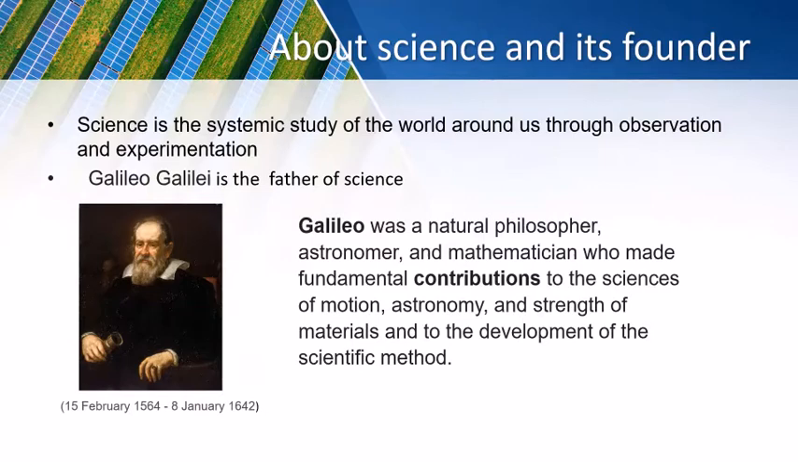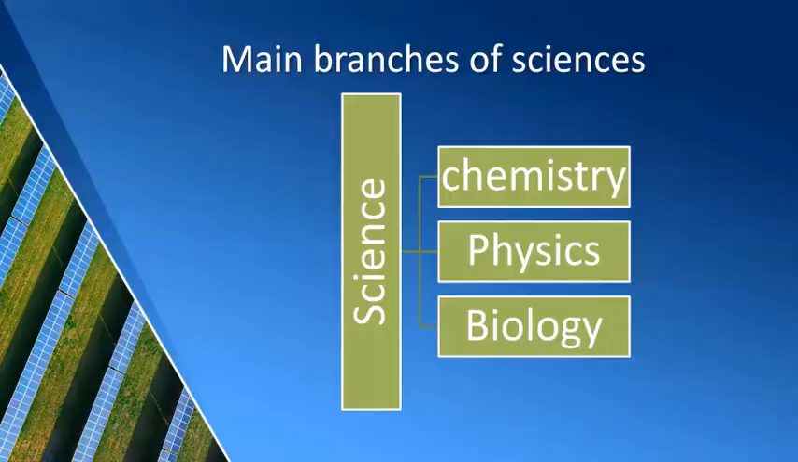Galileo Galilei is the father of science. Galileo was a natural philosopher, astronomer, and a mathematician who made fundamental contributions to sciences of motion, astronomy, and strength of materials to the development of scientific method. He was born on 15 February 1564.